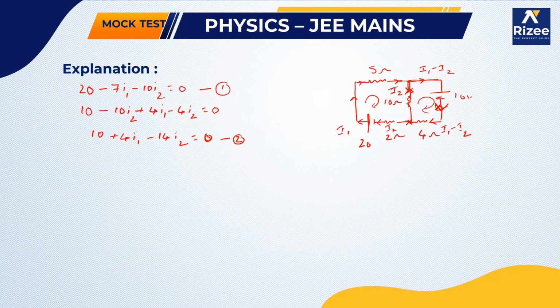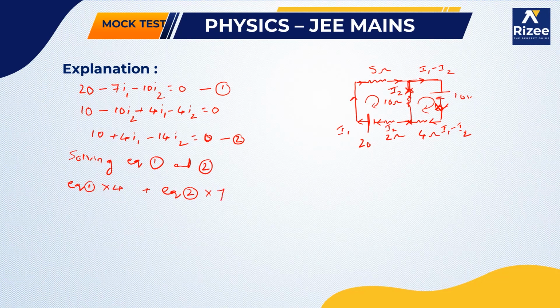Now, how can we solve these two equations? Solving equations 1 and 2, for that I need to multiply equation 1 with 4, and equation 2 with 7.